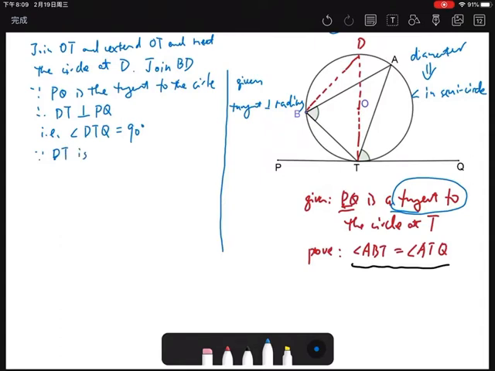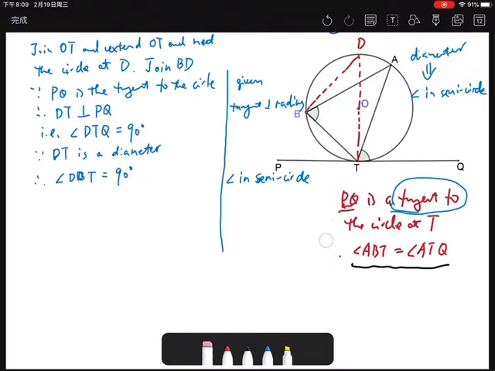And because DT is a diameter, we can have angle DBT equals 90 degrees. DBT is also 90 degrees. The reason is angle in semicircle.